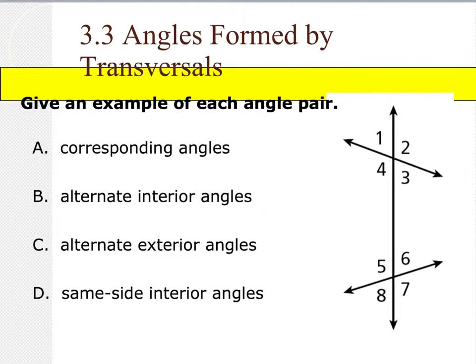All right, so corresponding angles, I'd take any of the following. Remember, same side of the transversal and on the same side of their corresponding lines. So angle 2 and angle 6 are corresponding angles, along with angle 3 and angle 7. Okay, angle 1 and angle 5.